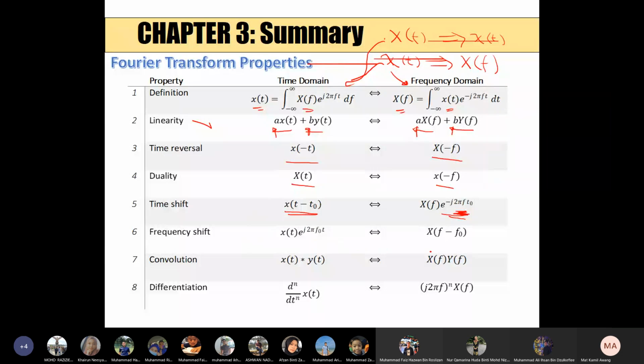When you have a shift in frequency domain, you have a phase shift in time domain. Right? Convolution in time domain will result in a multiplication in frequency domain. So differentiation in time domain results in multiplication by j 2 pi f to the power of n. Right? So these are the properties of Fourier transform.